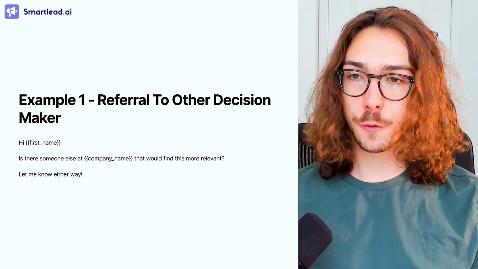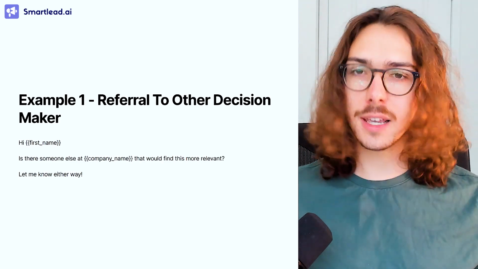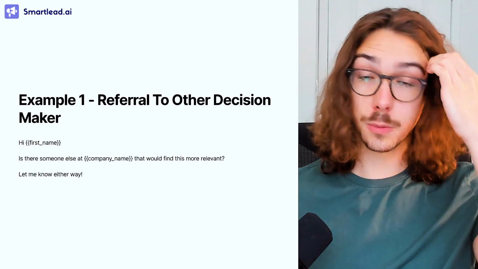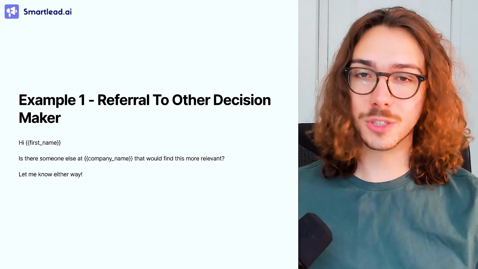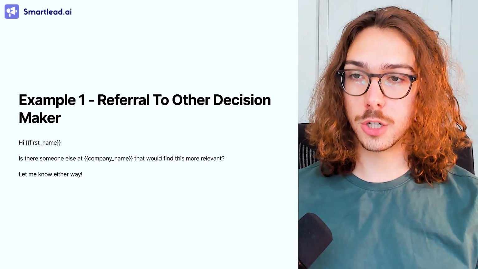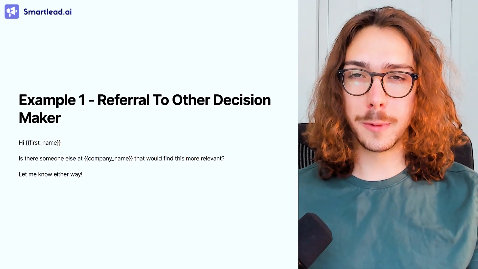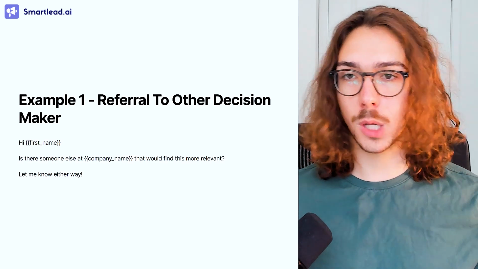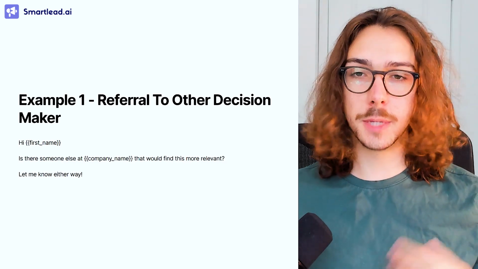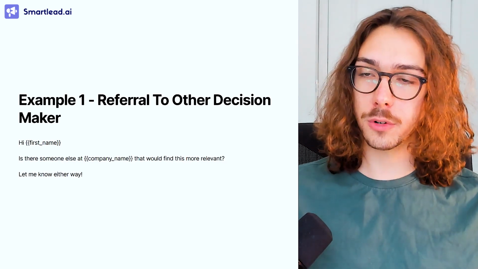All right, so for the first example, I'm going to show you 5 different examples that you can use. Again, you should tweak these slightly to your product or service to make sure that they're most effective for whatever strategy you're using. The first example I'm going to show is a referral to another decision maker. I really like this follow-up, and I honestly like it as a later follow-up in the sequence. So if you're sending 3 emails, 5 emails, 4 emails, 2 emails, whatever it is, I like this a little bit further down the follow-up sequence.